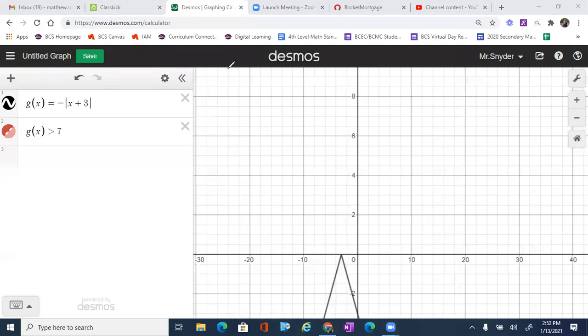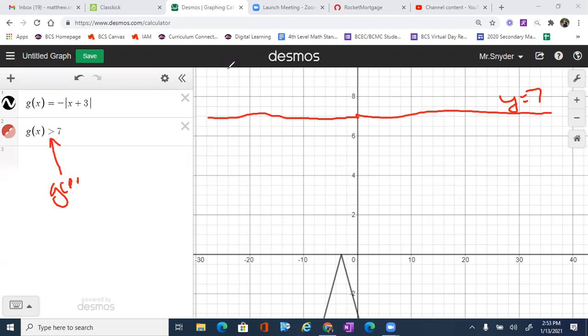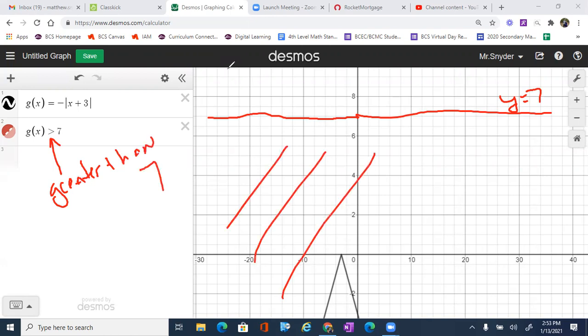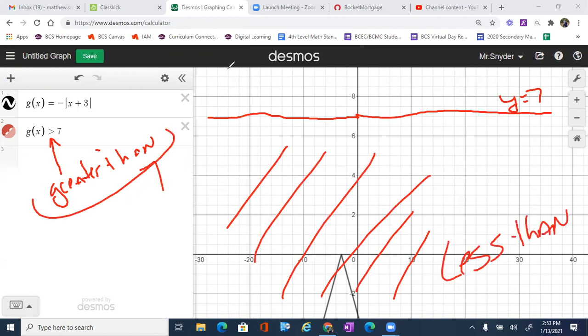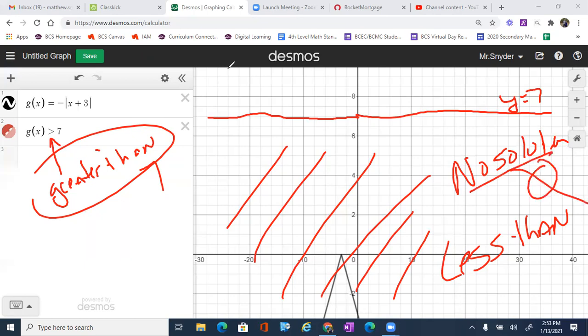Check that out. Well, why is that? 7 is right here. This is y equals 7. And this is saying that it should be greater than 7. But what happens? Everything below it, where the graph is less than. Since we are looking for greater than, this is no solution because it is less than 7. It is not greater than 7. So we're going to write no solution, and we can write a big 0 with a slash through it for that.